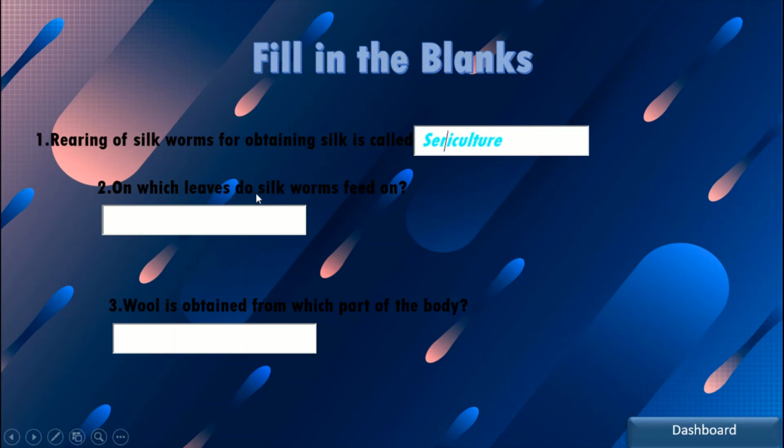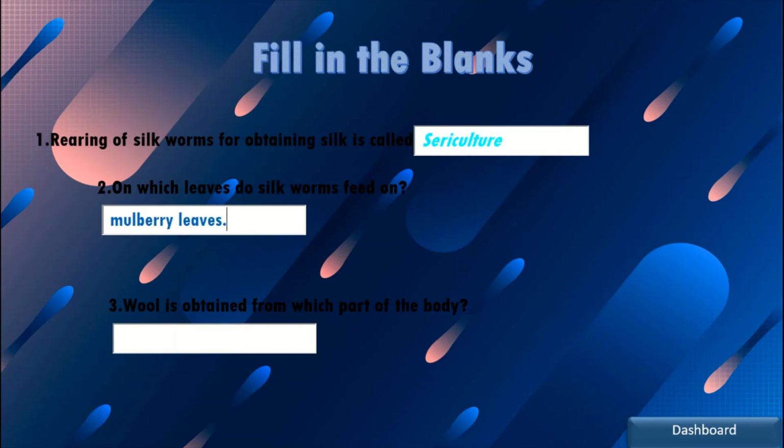On which leaves do silkworms feed? The scientific name is Morus alba, which is nothing but mulberry leaves.